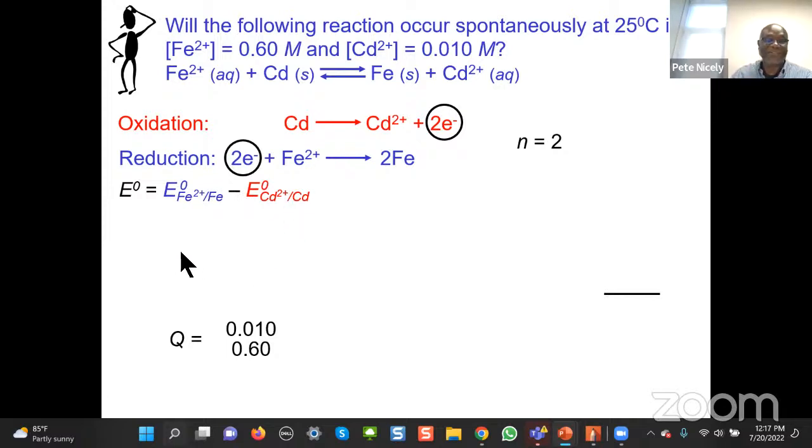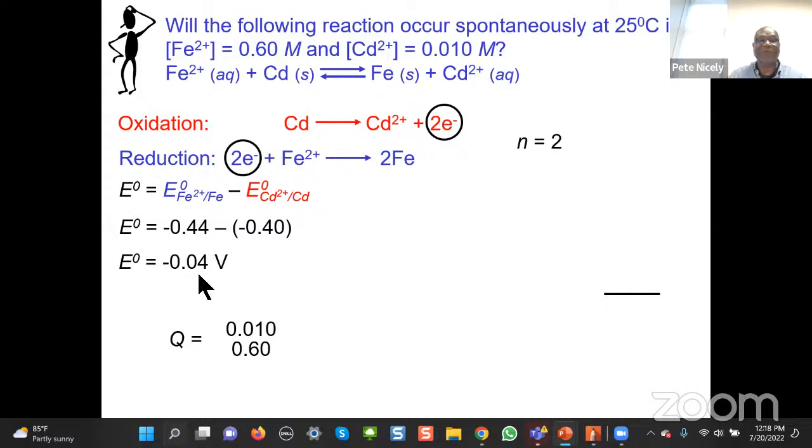And then we put the value here for the other half cell. So we go to the table and we look it up, and this is what we see. For the Fe2+/Fe half cell, that's minus 0.44 volts. And for the Cd2+/Cd half cell, that's minus 0.40 volts. So therefore, it's minus 0.44 minus 0.40, and that works out to be equal to minus 0.04 volts. So we have that part of the Nernst equation. So basically, all we have to do now is plug the numbers in.